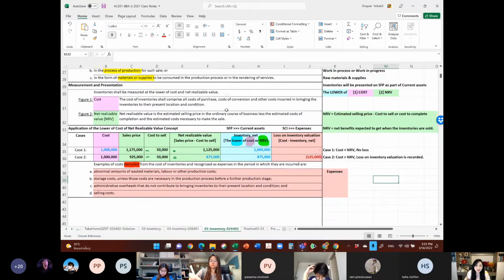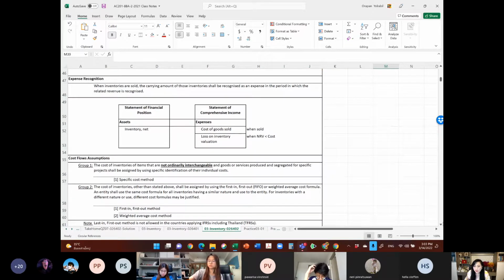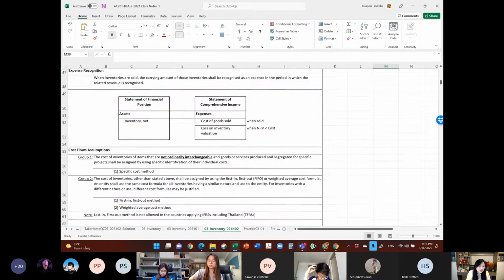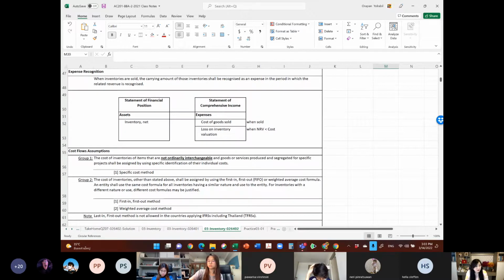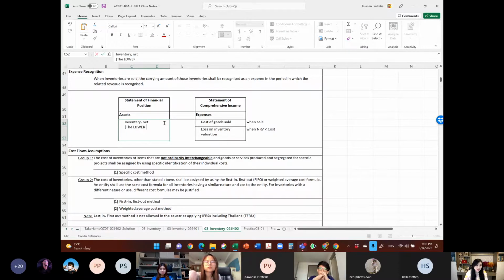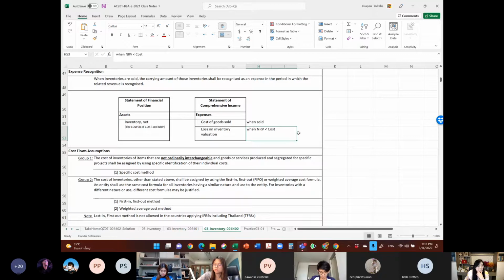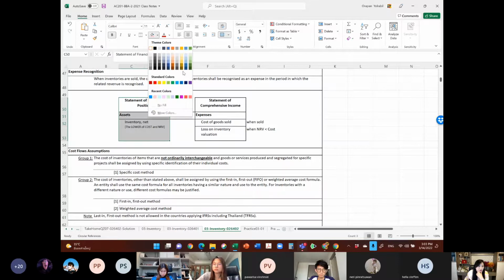Okay, all right. So now hope that you finish up with the notes here. So let me move it up for another page and then I will talk about the expense recognition. So as I said, the inventory net, let me recap, is the lower of cost or the net realizable value. This is the amount of the asset that will be presented on the statement of financial position.